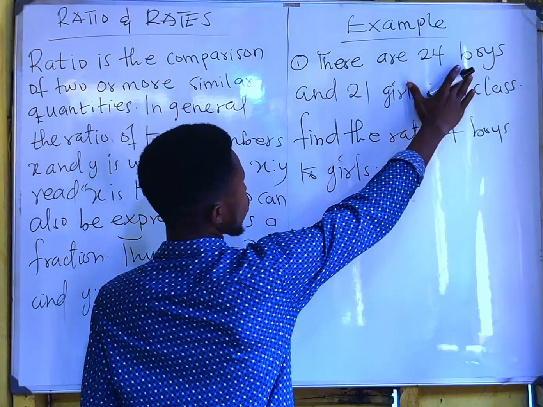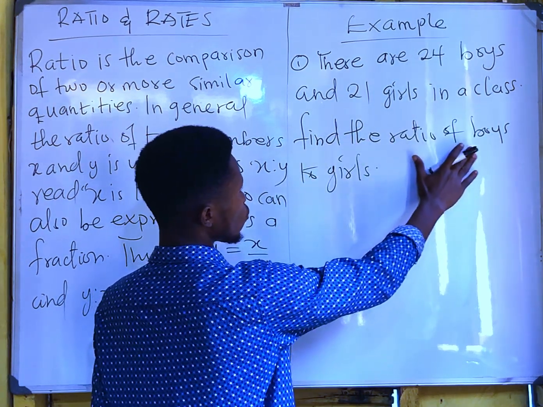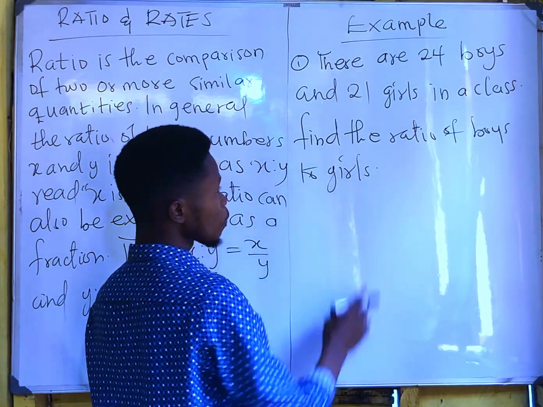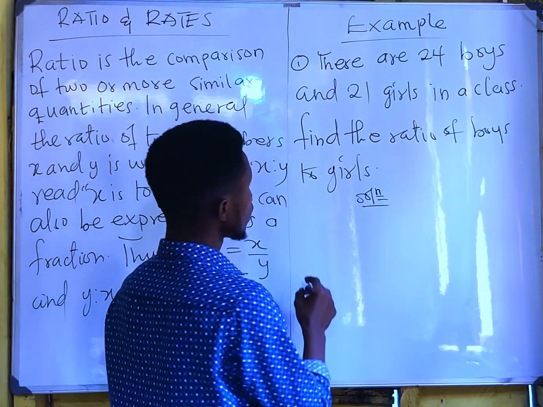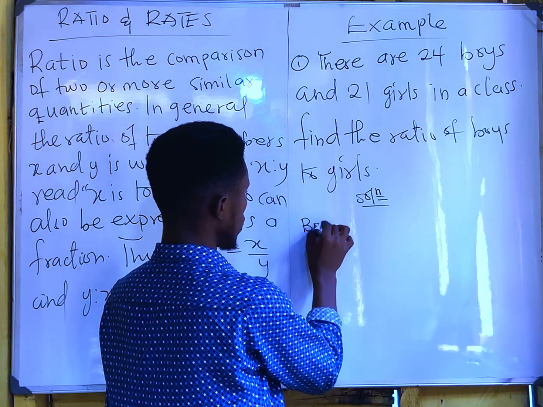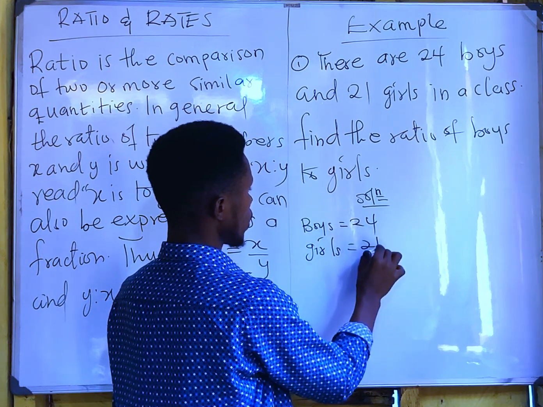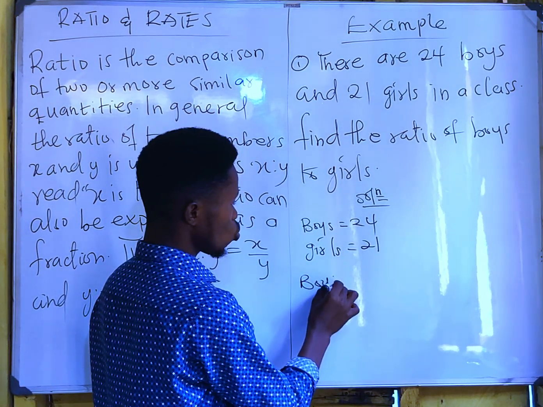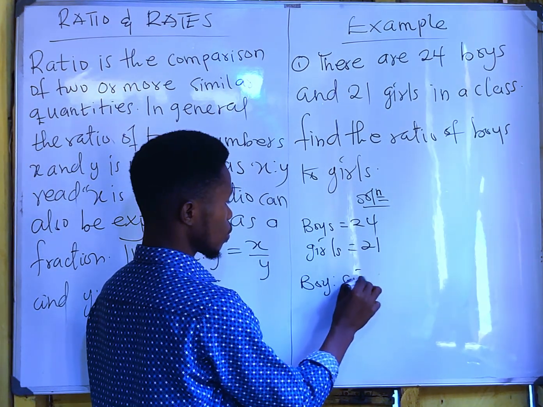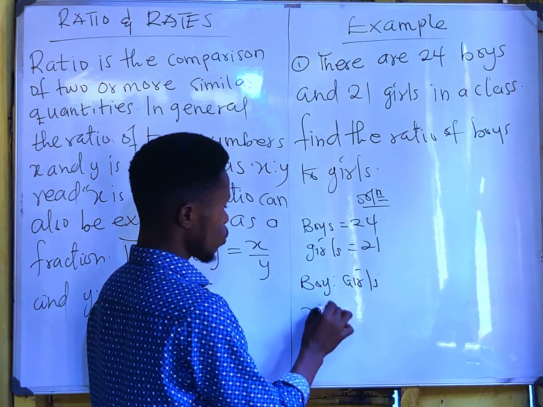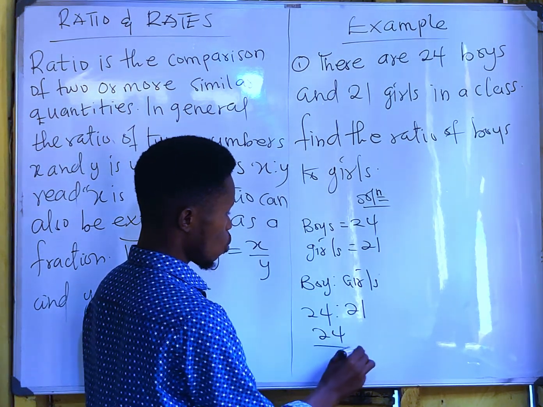There are 24 boys and 21 girls in a class. Find the ratio of boys to girls, okay? So that is the question. You have the boys are 24, the girls are 21. You have to find the ratio of boys to girls, okay? So boys is what? 24 is to girls, which is 21. You are saying this can be written as 24 over 21.